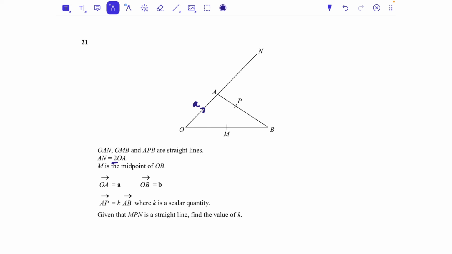Now I don't like when it's split in the middle, so I'm going to put half B on this side and half B on this side. And then it says, we know that this is also 2A because it says that A to N is double O to A.